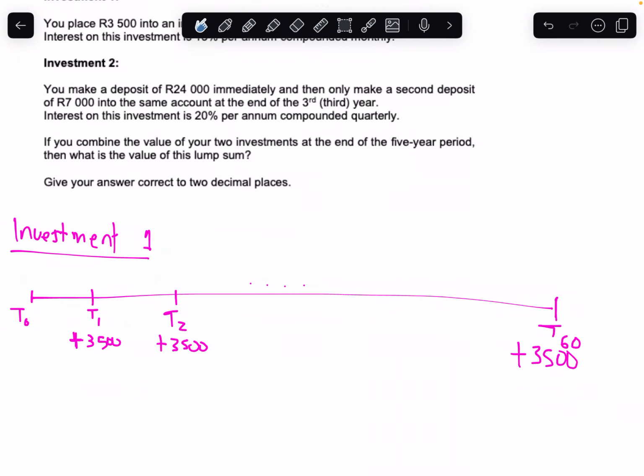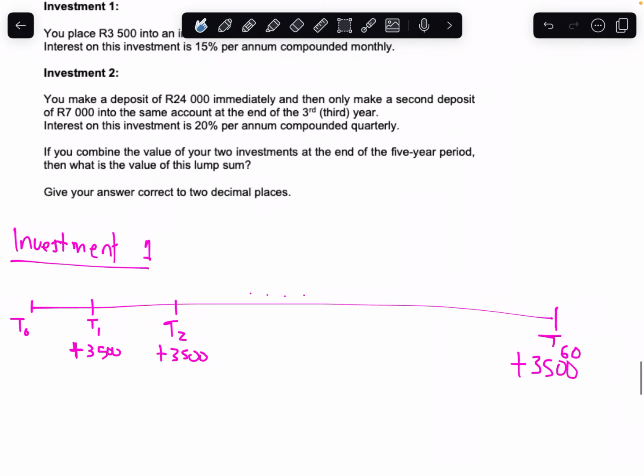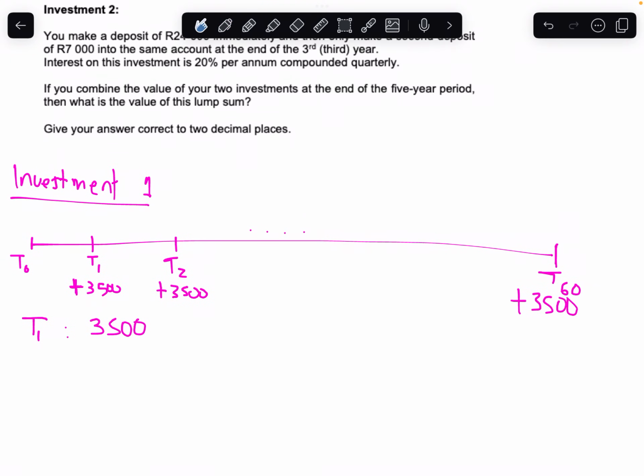Maybe this is another reason I've kind of avoided finance: I do not know those formulas to save my life. I always look at a situation like this, where you keep putting in money, as a geometric series. So at the end of T1 we'll have 3,500 Rand. Oh yes, okay, I found my bearings again.